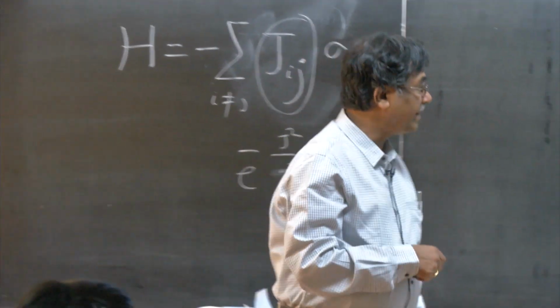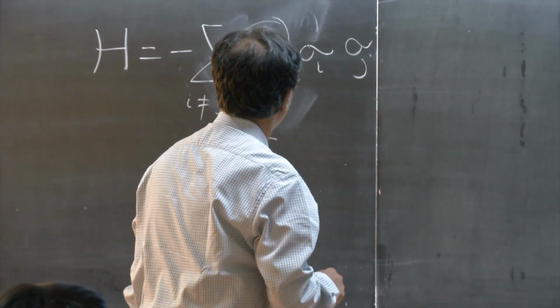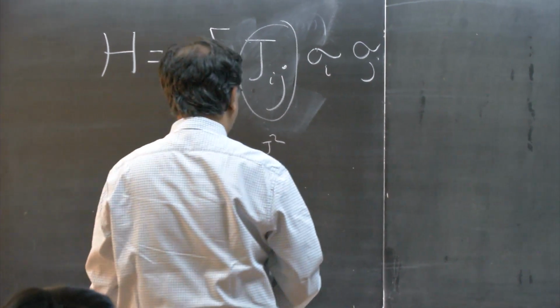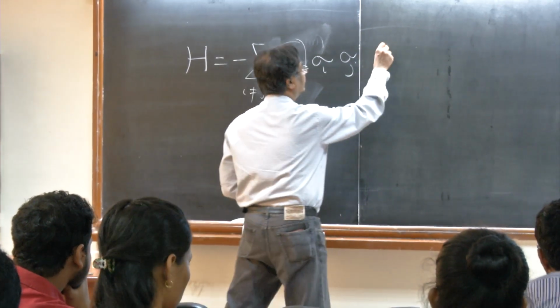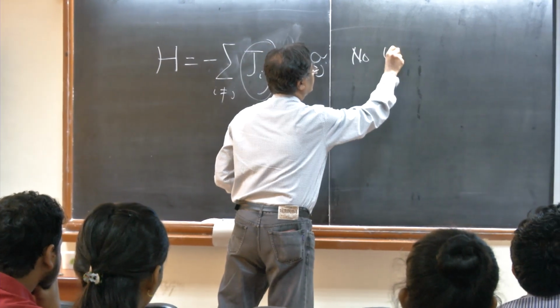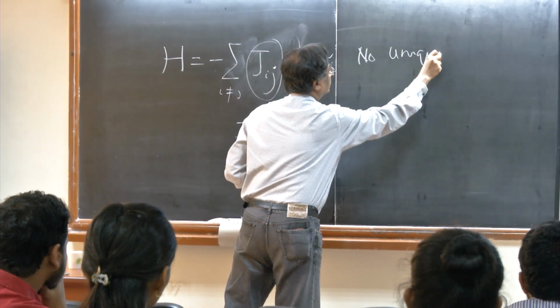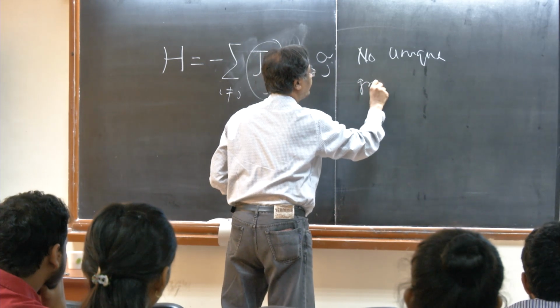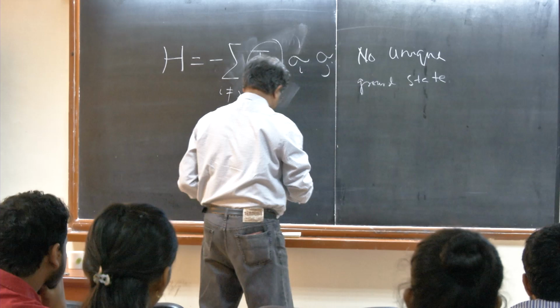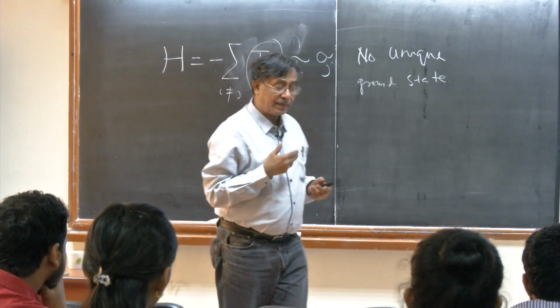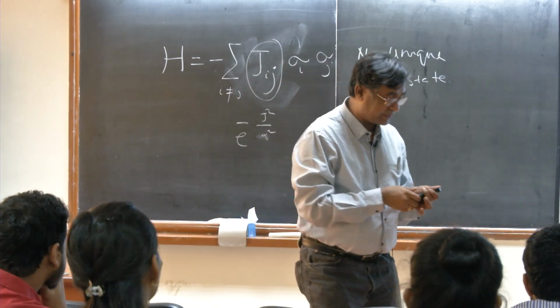Now, when I make this thing random, it does not have any unique ground state. This is important to know. No unique ground state. That means it does not undergo a ferromagnetic transition. Then what happens? But it has macroscopic properties, and the dynamics becomes slow.